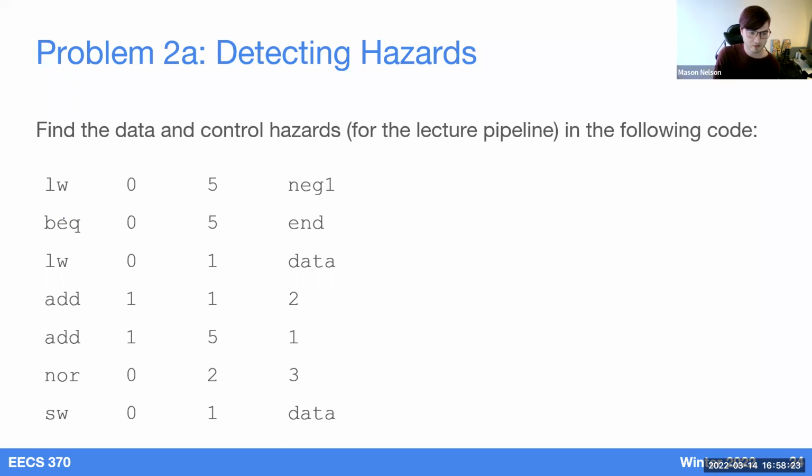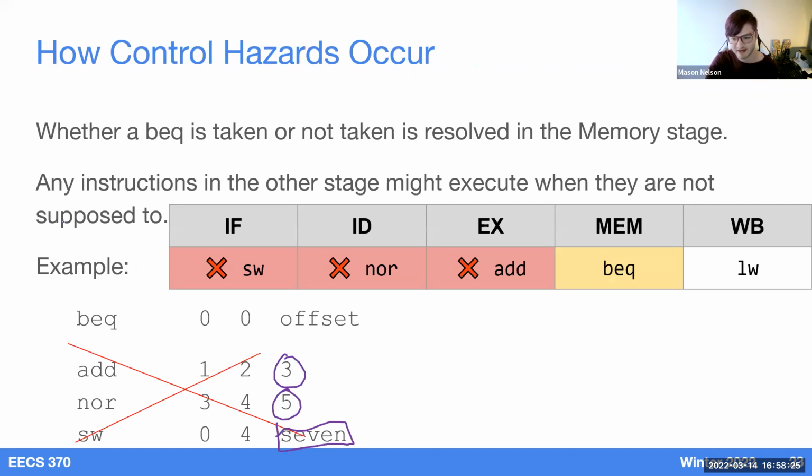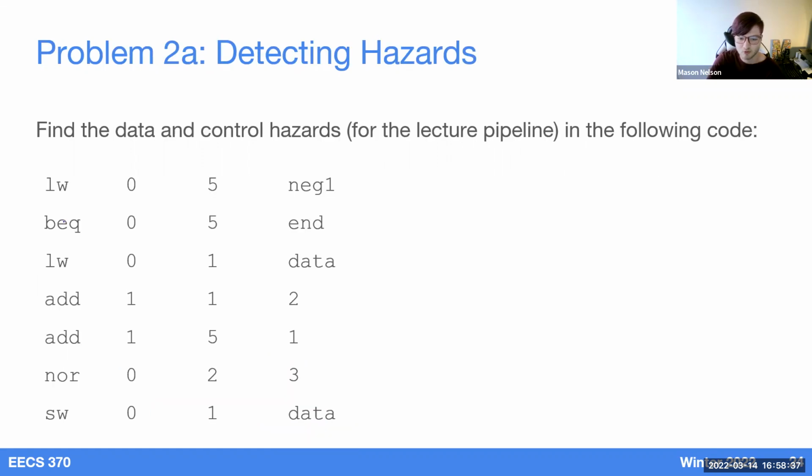So I guess that's the easy one to start off with. If we have a BEQ, we know from this slide here that the BEQ will be resolved in the memory stage, which means whatever is in the IF, ID, and EX stages was never supposed to execute. And so we're going to mark the 3 instructions after the BEQ as a possible control hazard. So I like to draw this with an arrow going off to the right that stems from the BEQ.